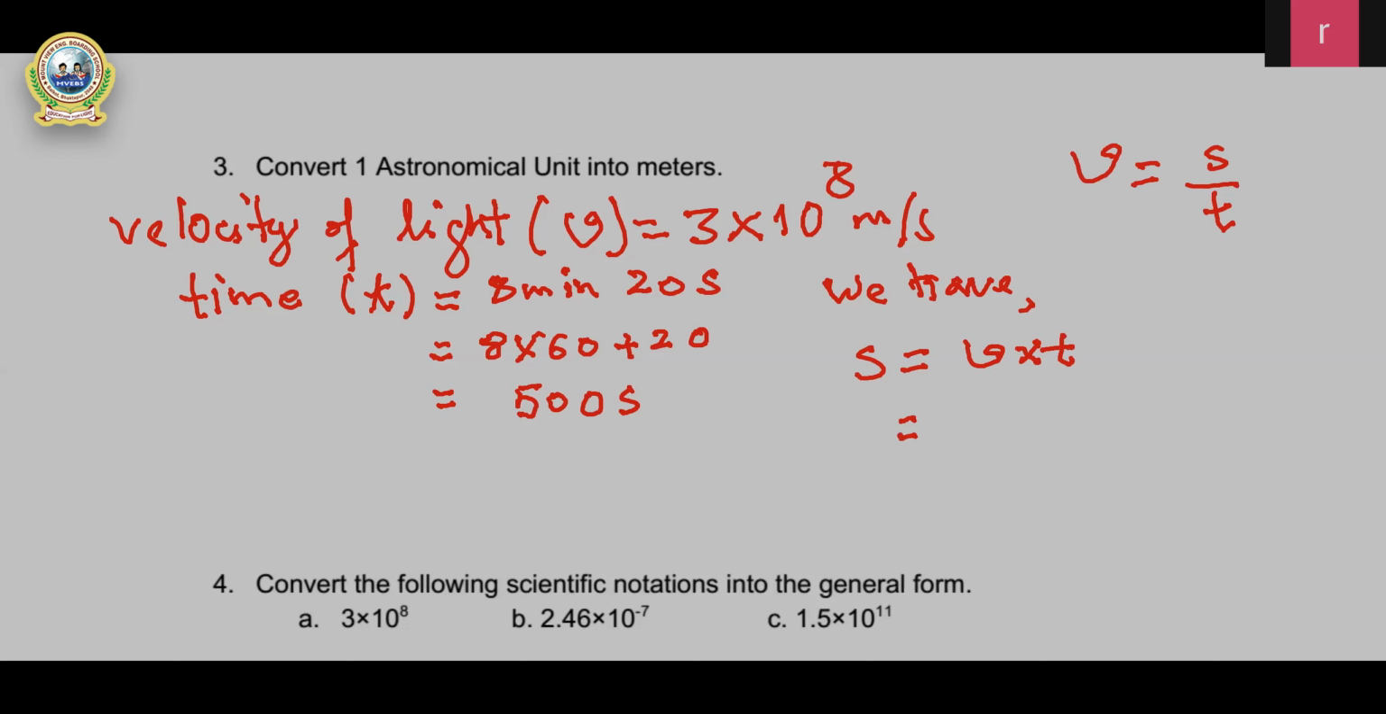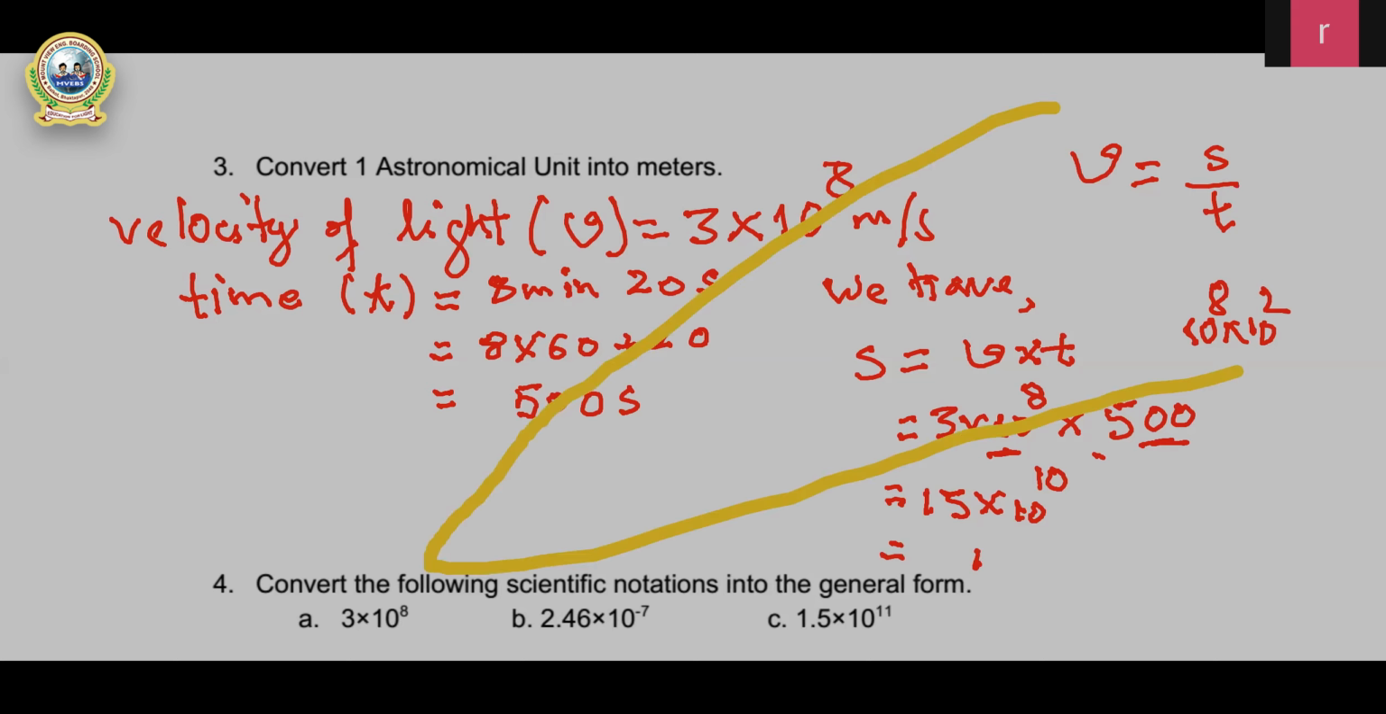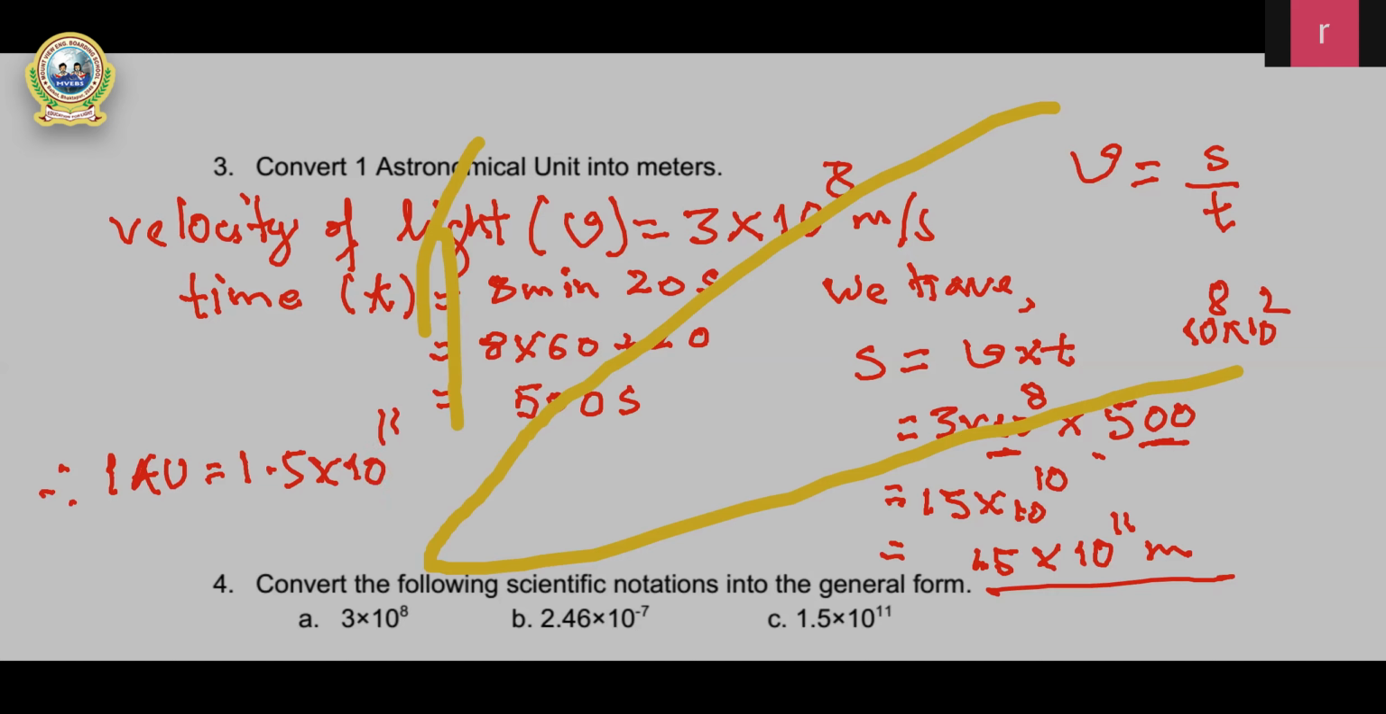So what is the velocity of light? You know the value, that is 3 into 10 to the power 8. And what is the time taken? It is about 500 seconds, that is 5 into 10 to the power 2. All the numbers are in multiplication form. 3 times 5 is 15, and 10 to the power 8 into 10 to the power 2 is 10 to the power 10. Finally we can write it in this form also: 1.5 into 10 to the power 11 meter. Therefore 1 AU equals 1.5 into 10 to the power 11 meter.